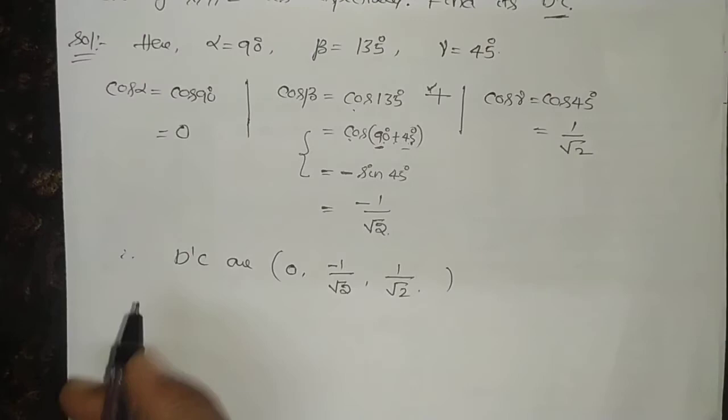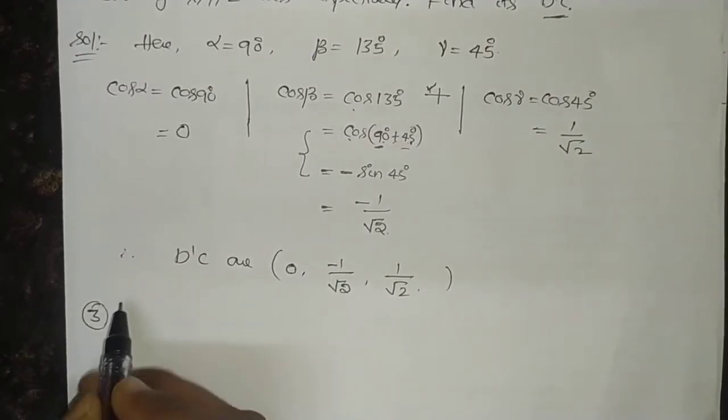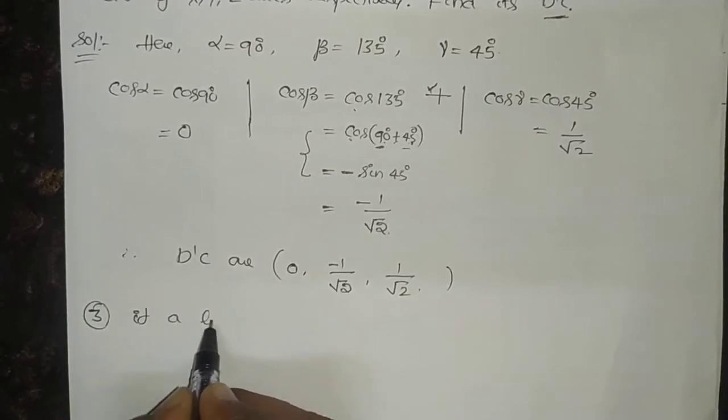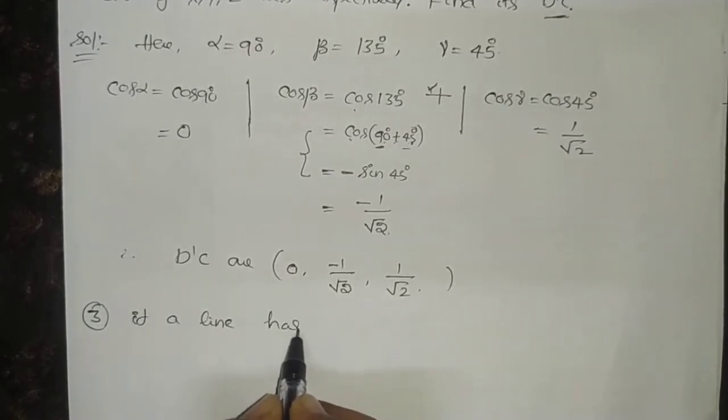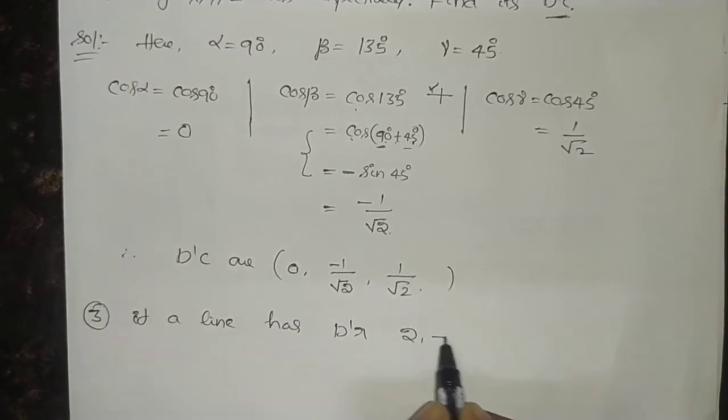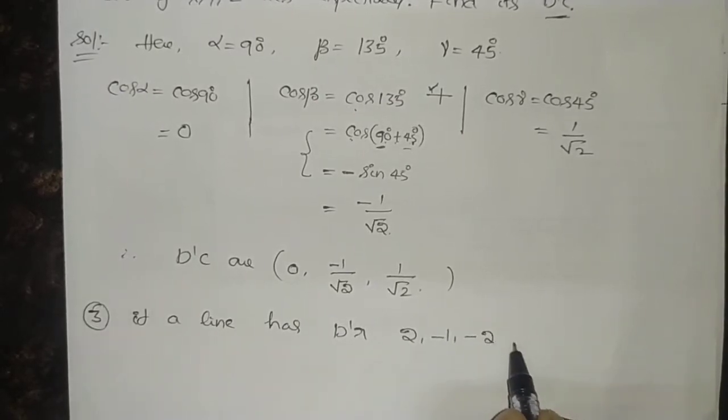Next question, we will move on to the next question. Third question: if a line has direction ratios 2, minus 1, minus 2, determine its direction cosines.